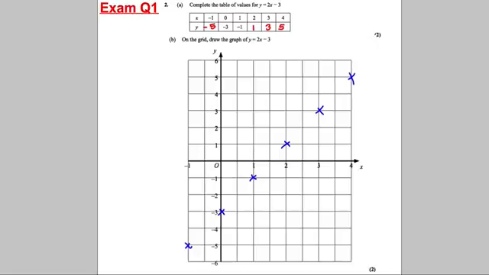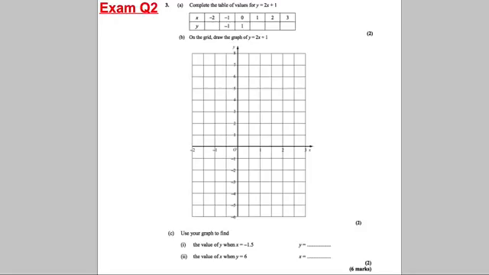It should make a perfect straight line. If it hasn't, you've made a mistake. Draw a line through it, you're done, you've got your 4 marks. Next question, pause, I'll go through in 5 seconds.